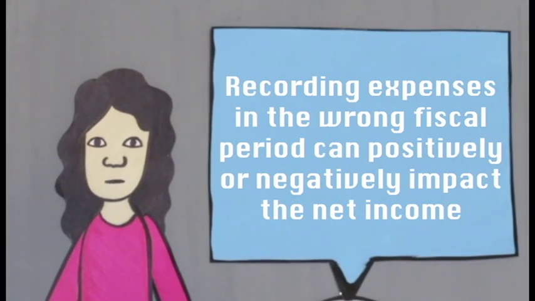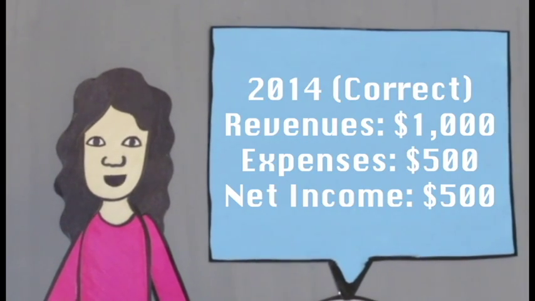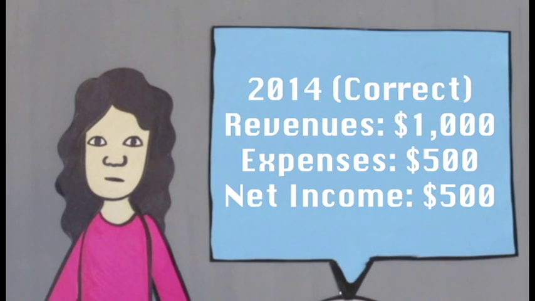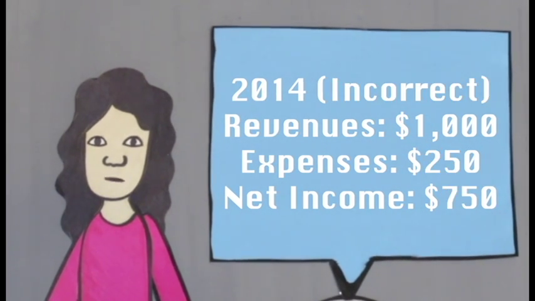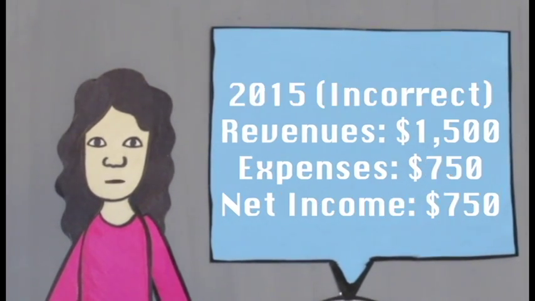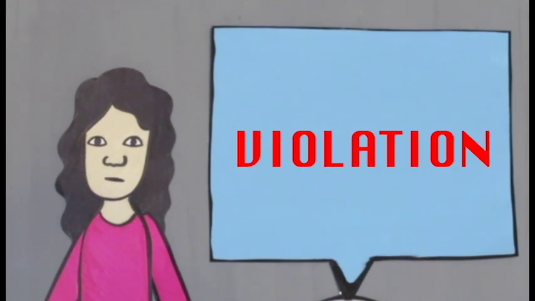Well, if a business were to record their expenses in another fiscal period, it would make their net income look larger than it actually is. This is bad because you need to tell the full truth in your financial statements. If a company forgets to record an expense for the 2014 fiscal period and decides to put it into the 2015 fiscal period, they are in violation of the matching principle. This is because those 2014 expenses helped make revenue in 2014.